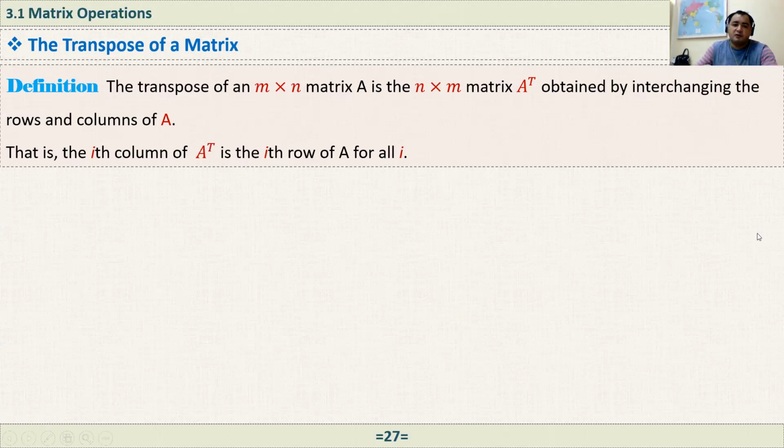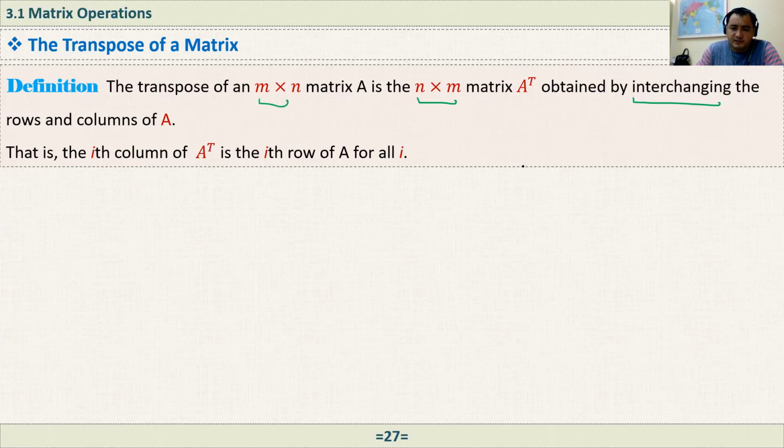The transpose of an m by n matrix A is the n by m matrix A to the power t, obtained by interchanging the rows and columns of A. As you see here, rows are changing into columns, and columns are changing into rows. That is, the ith column of A transpose is the ith row of A for all i.